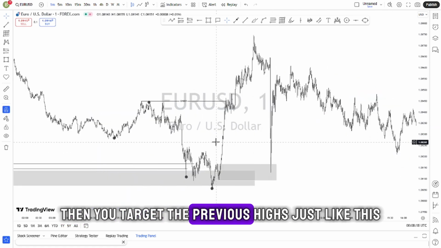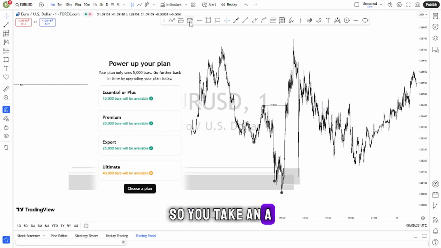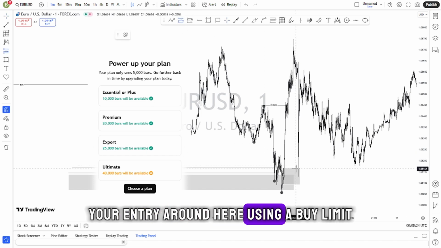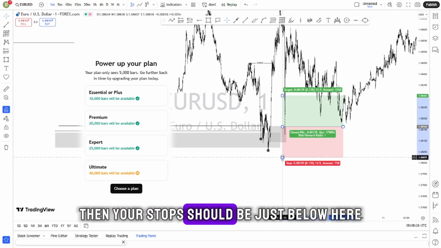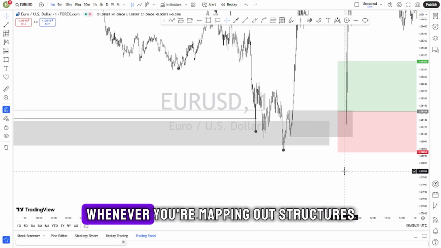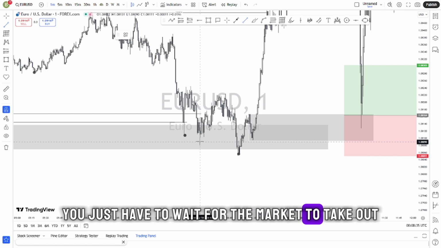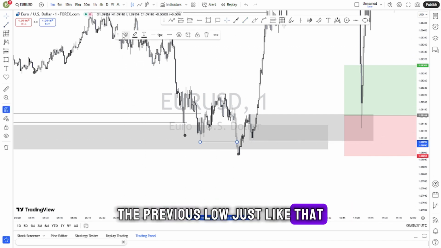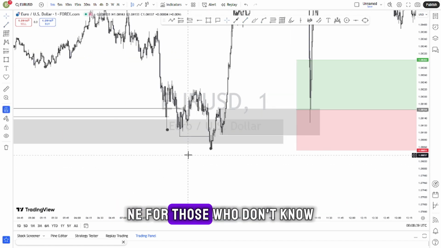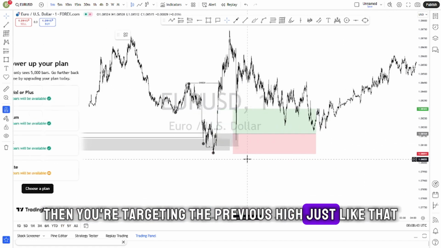Then you target the previous highs, just like this. So you take your entry around here using a buy limit, then your stops should be just below here. Another key tip that you can use whenever you're mapping out structures or your supply and demand: you just have to wait for the market to take out the previous low, just like that. This is liquidity, guys. For those who don't know, this is liquidity. Then you're targeting the previous high, just like that.